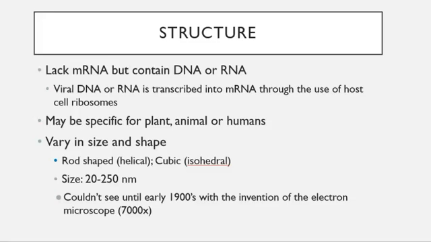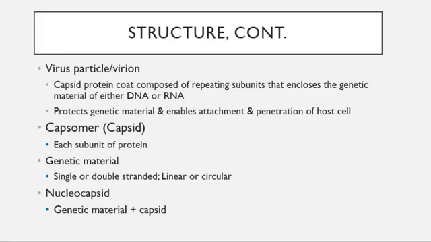Viruses are going to come in a variety of different sizes and different shapes. And as we mentioned on the previous slide, they tend to be very small. We actually could not see viruses until the early 1900s with the invention of the electron microscope. The virus particle, or the virion, has the capsid protein coat composed of repeating subunits that encloses the genetic material of either DNA or RNA. This coating protects that genetic material, and it also enables attachment and penetration of the host cell.